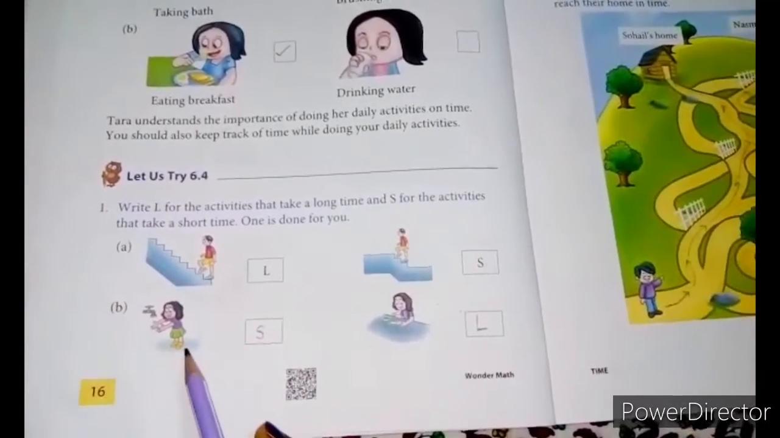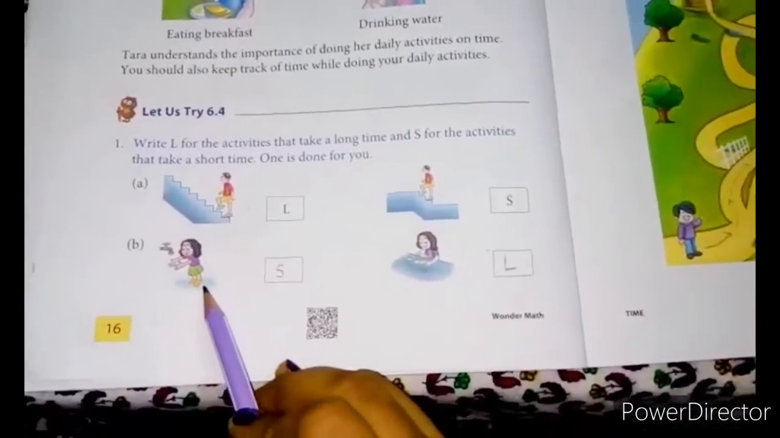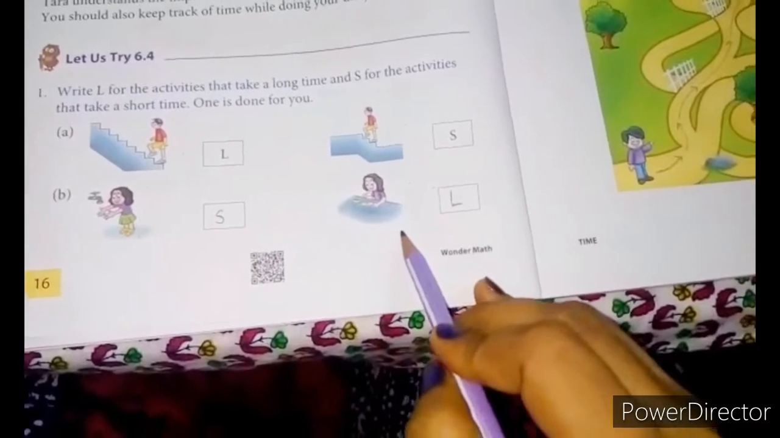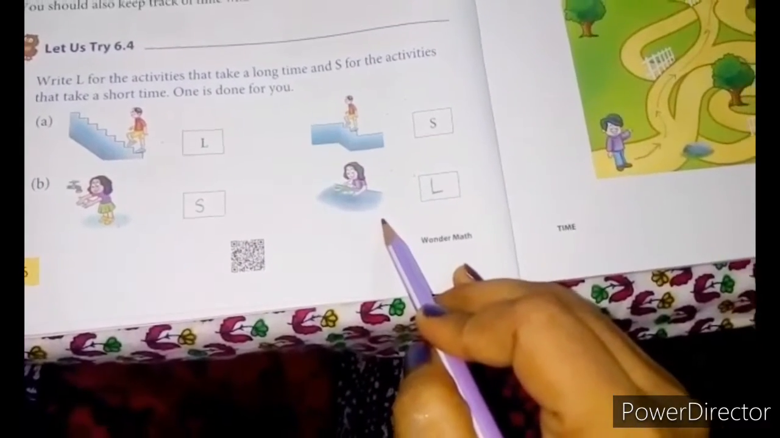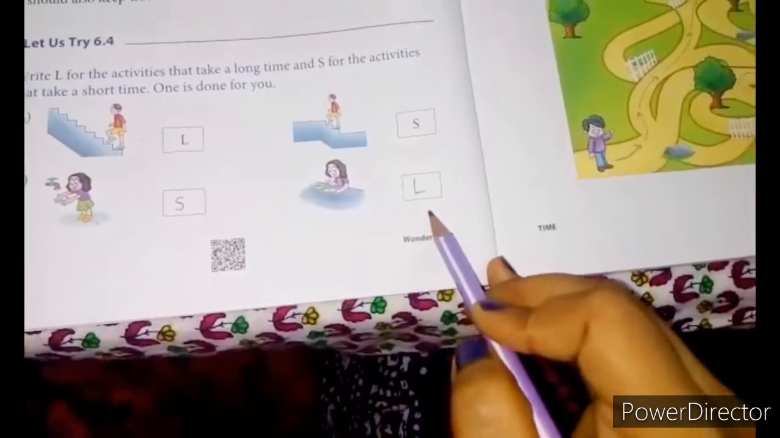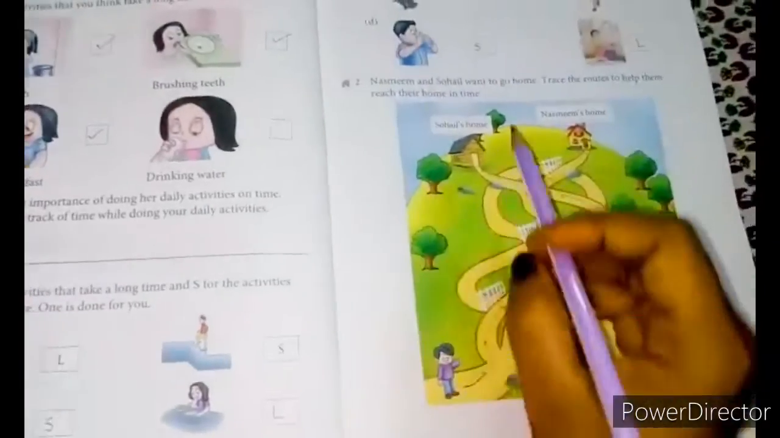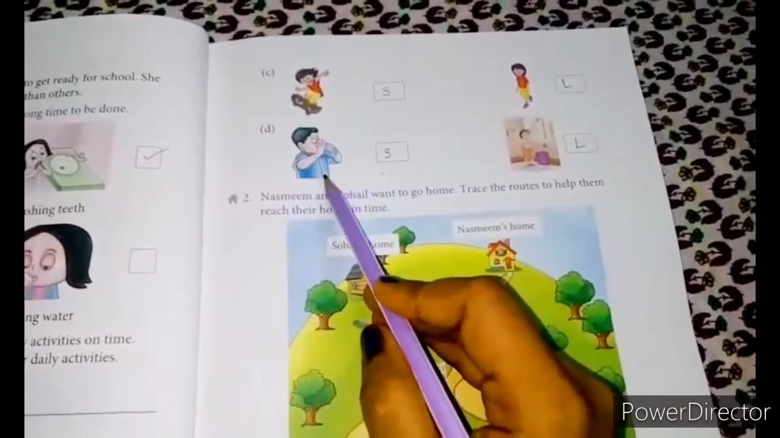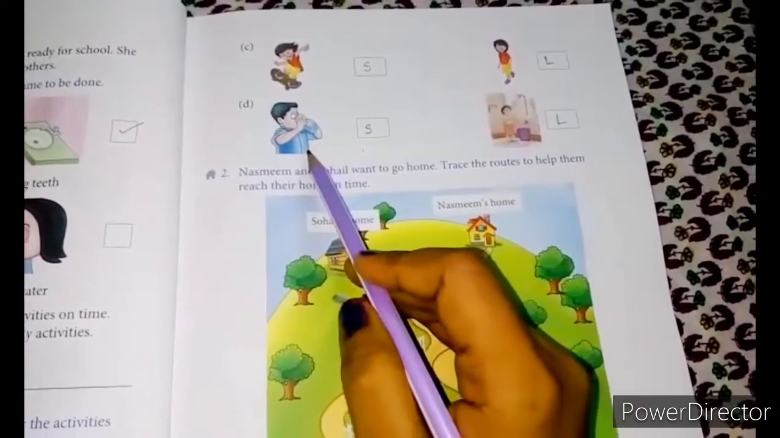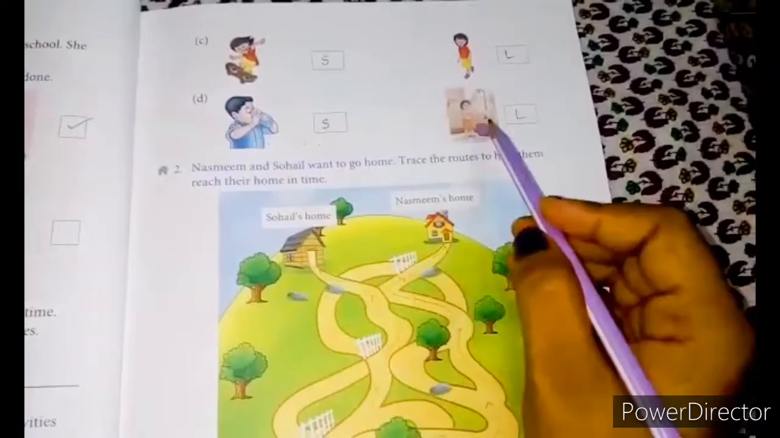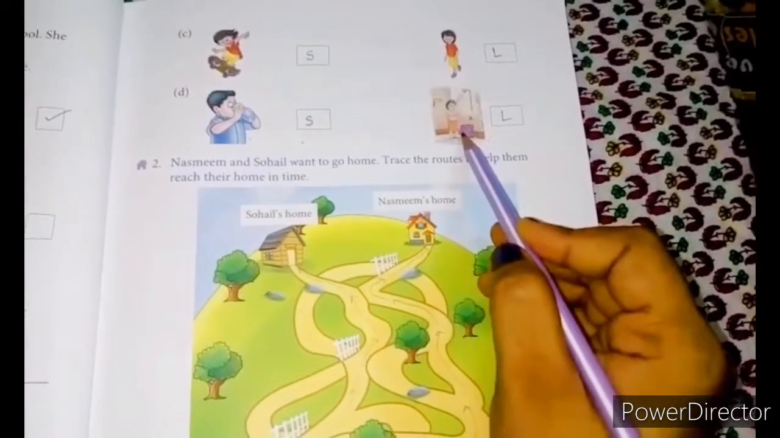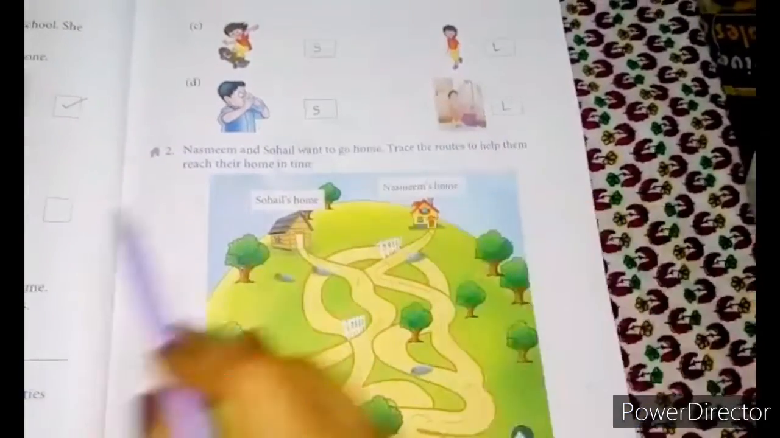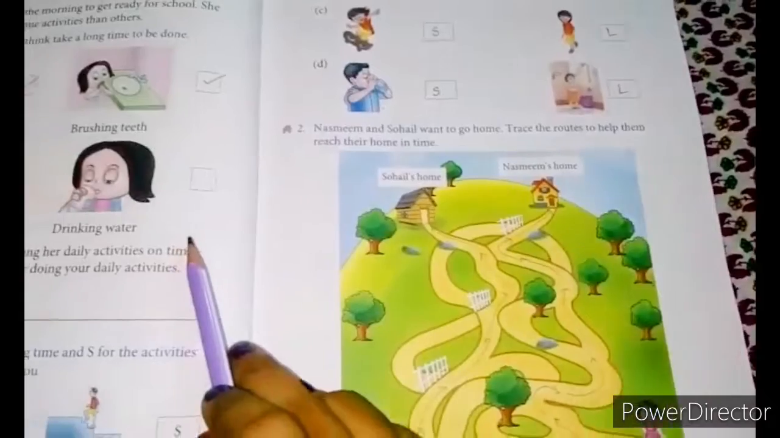Number B. We can see here in this picture a girl is washing her hands. So, she is taking shorter time. In this picture, we can see that this girl is eating her breakfast. So, she is taking longer time. One other example I am giving you. Number D. This boy is drinking water or milk, so he is taking shorter time. In this picture, we can see that this boy is taking his bath, so he is taking longer time. So these are the differences between shorter time and longer time.